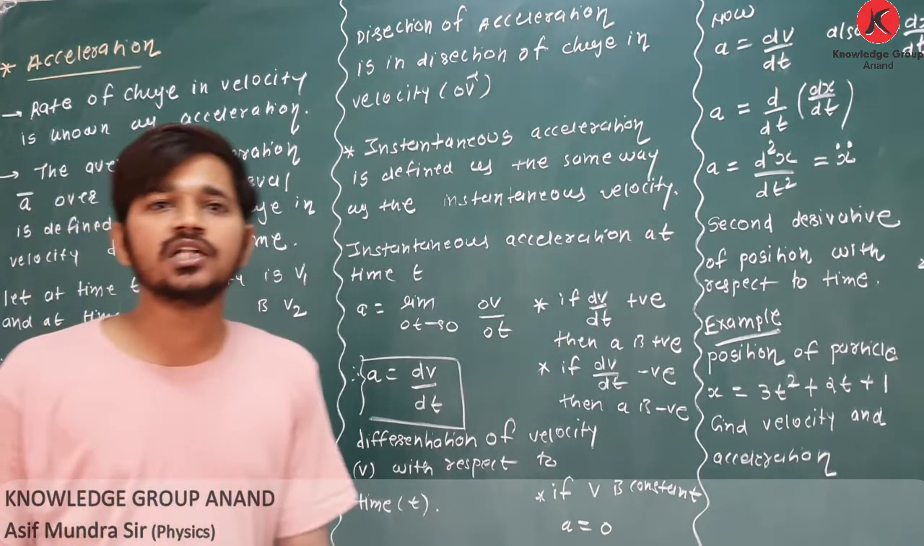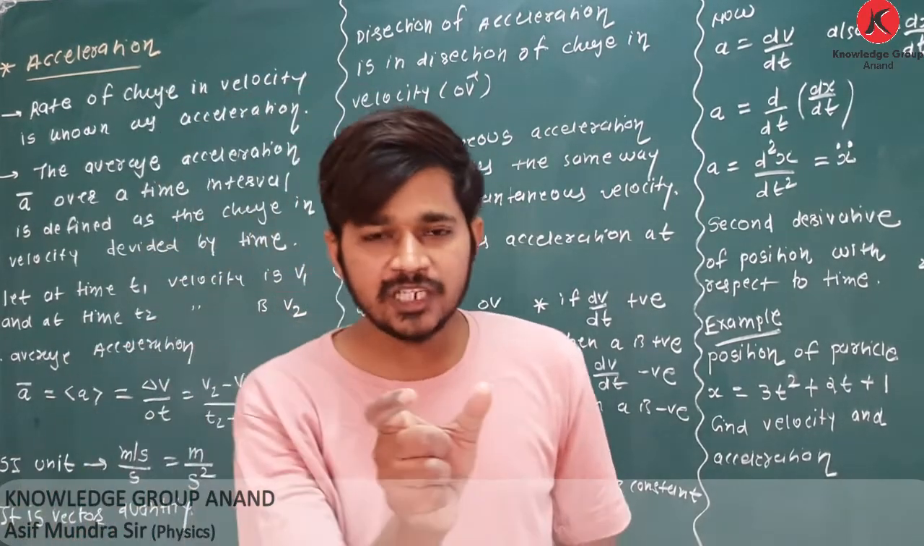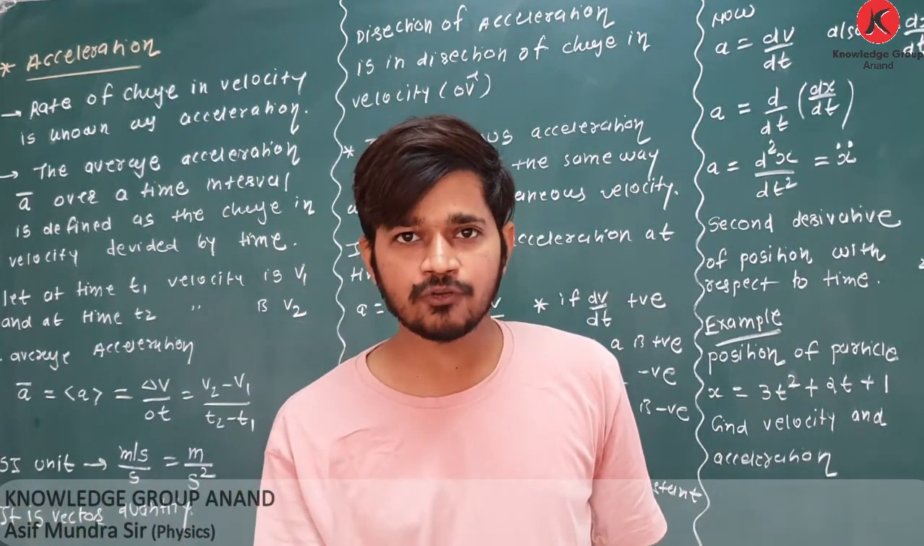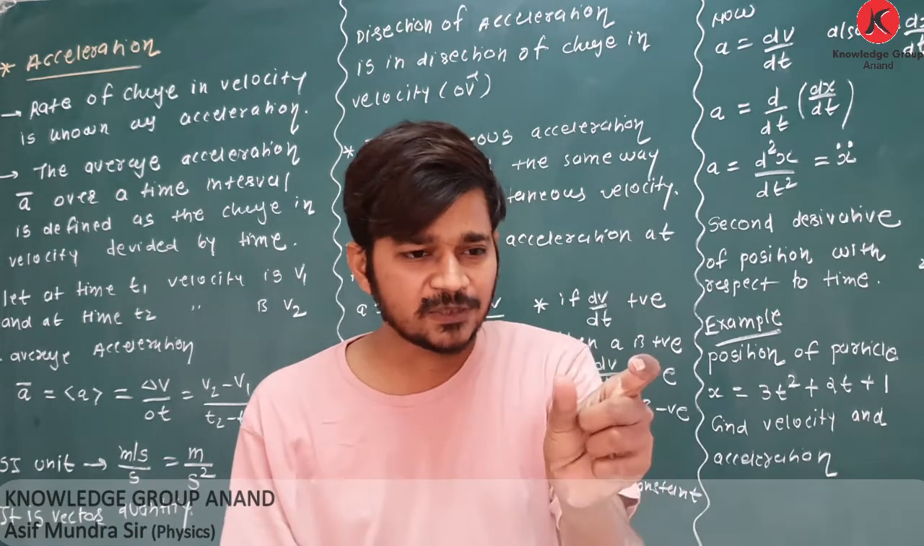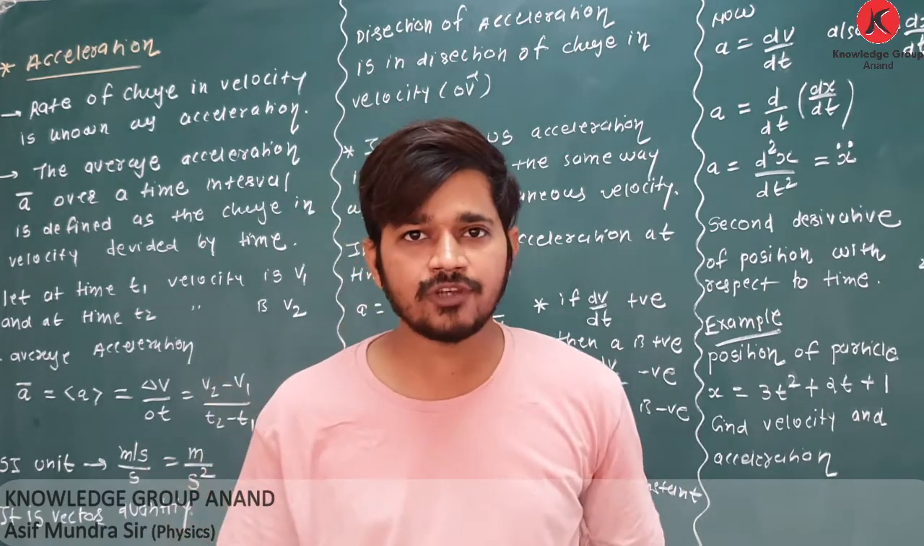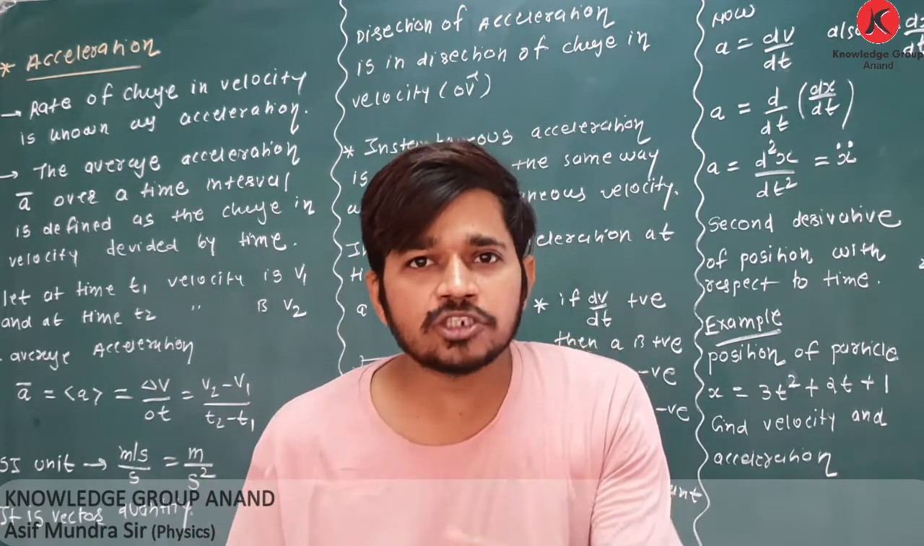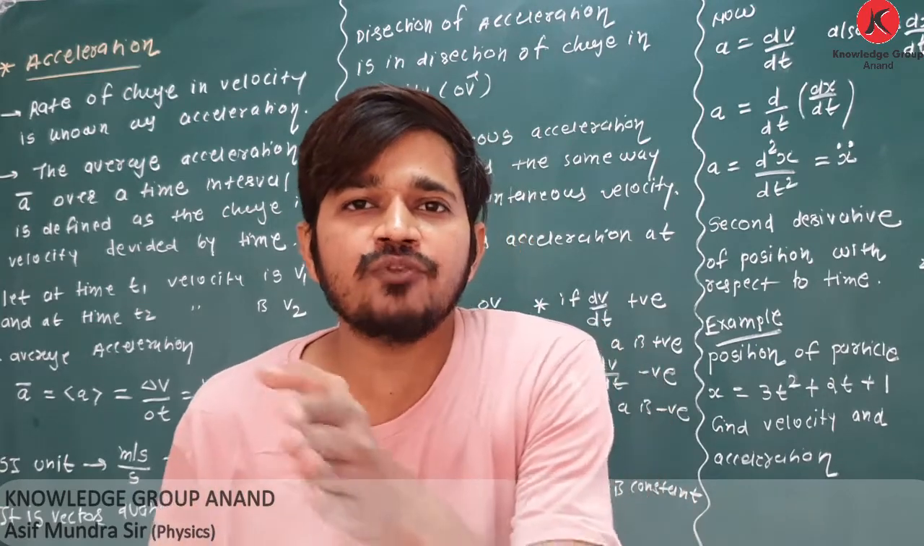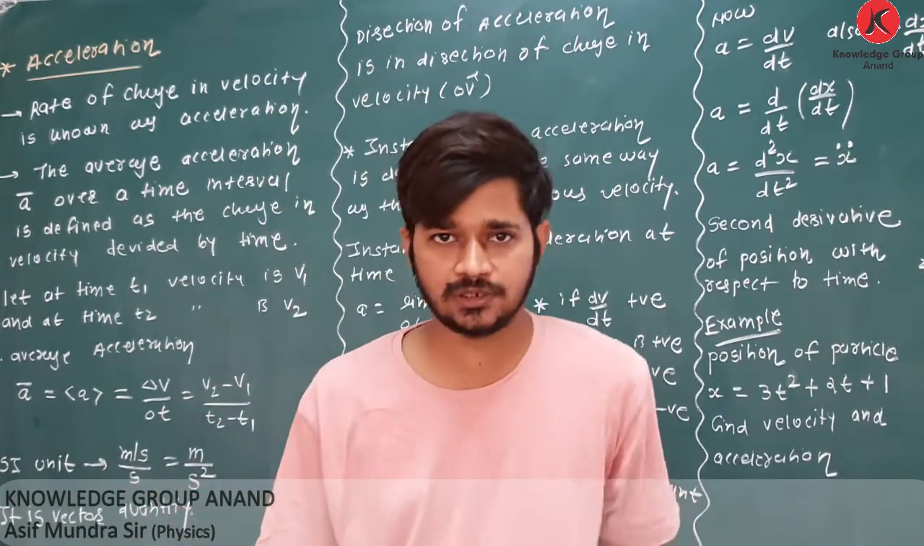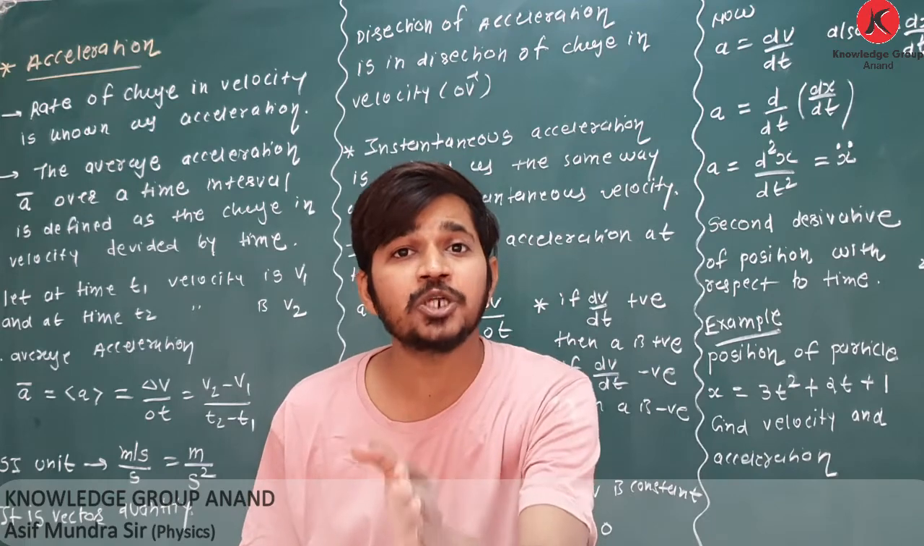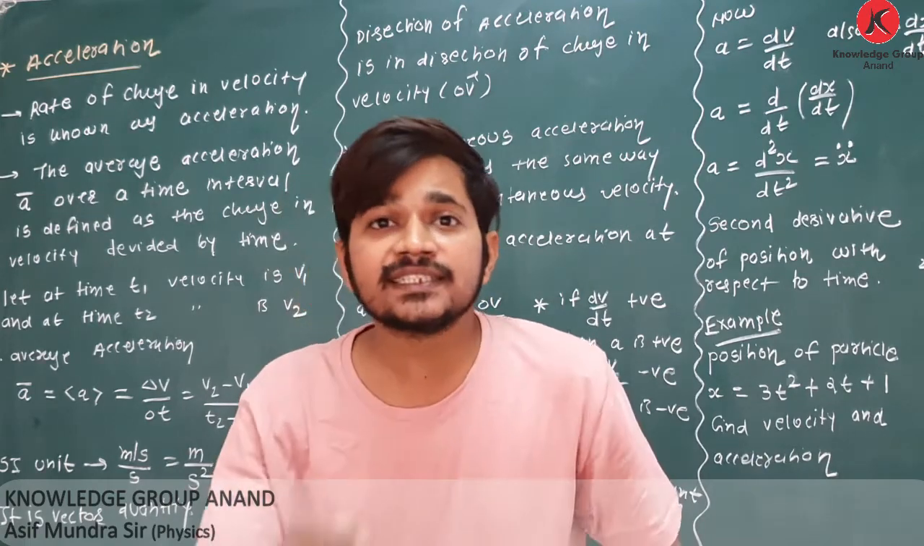See, we have solved some examples. If displacement is positive, average velocity is positive. If displacement is negative, average velocity is negative. Means velocity is in direction of displacement, change in position.